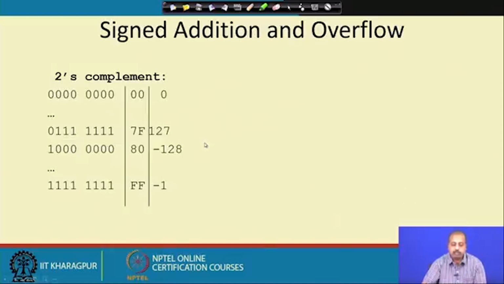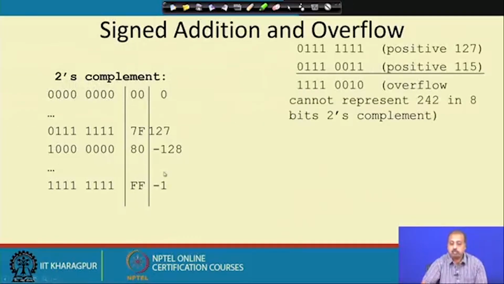Then in 2's complement notation, we have got this number, it is 7F and this is 80. So, 80 is minus 128 and this number 7F is 127. If you do the addition, then the result should be minus 1. So, in the binary notation, if you do the addition, the hexadecimal equivalent is FF, which is minus 1. So, similarly, if this is 127, this number is 127, this is 115.